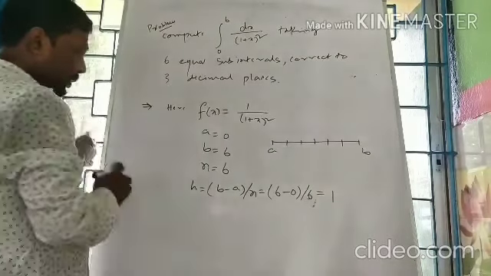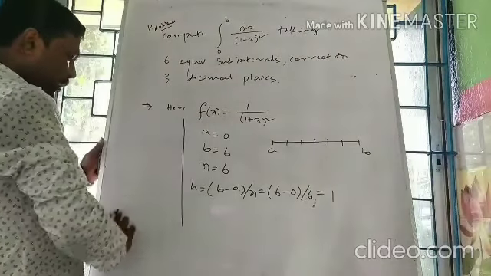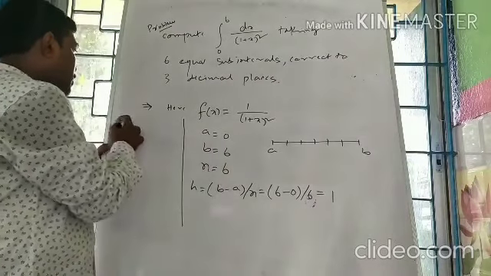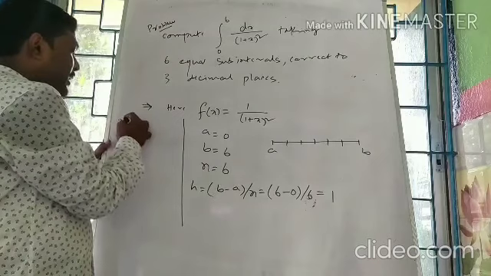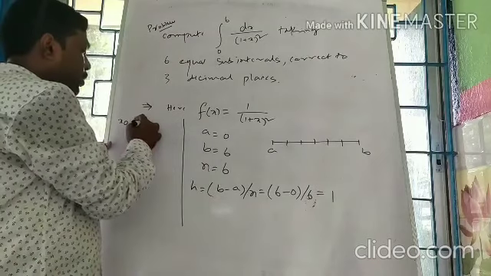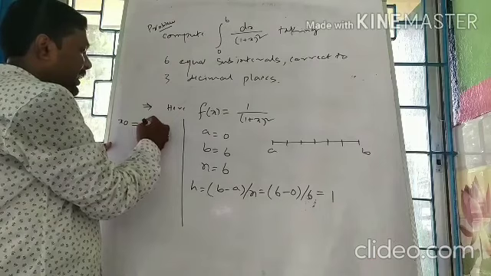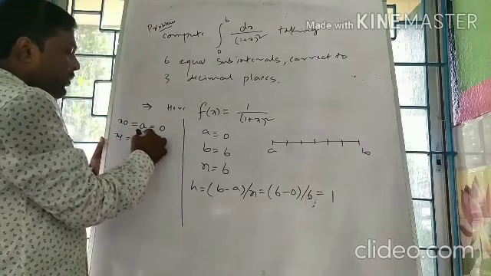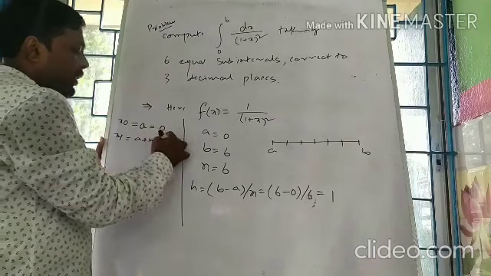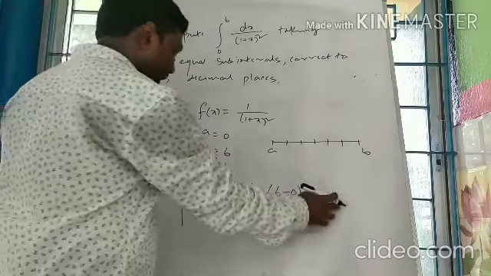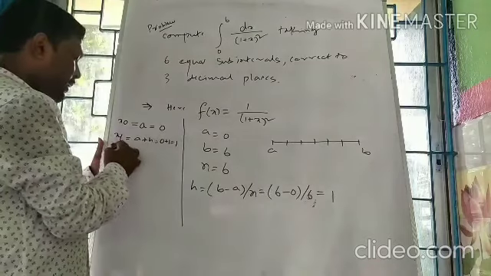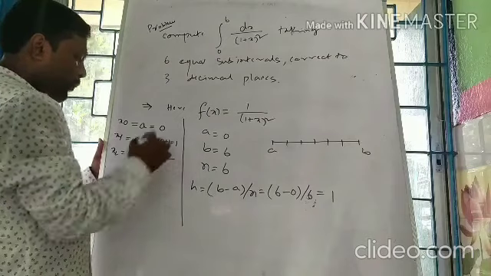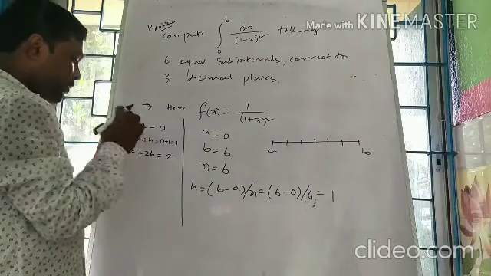Now the nodes: the number of subintervals is 6, so the number of nodes is 7, x0 to x6. x0 is a, that is 0. x1 is a plus h, so 0 plus 1, which is 1, because h is 1. x2 is a plus 2h, so 0 plus 2 into 1, it is 2.